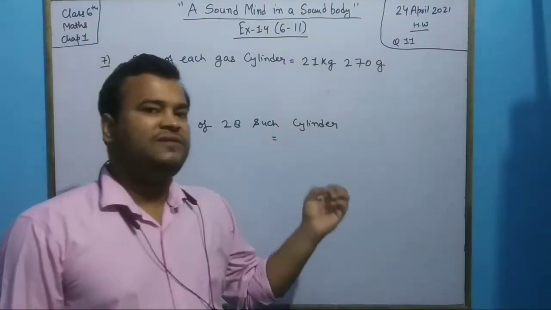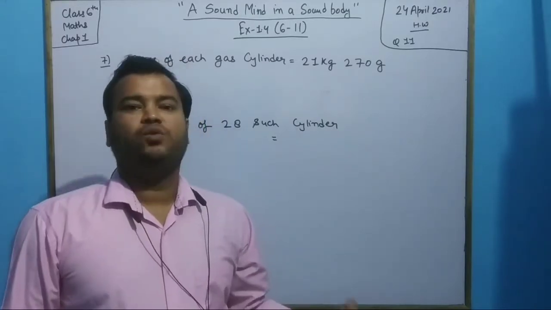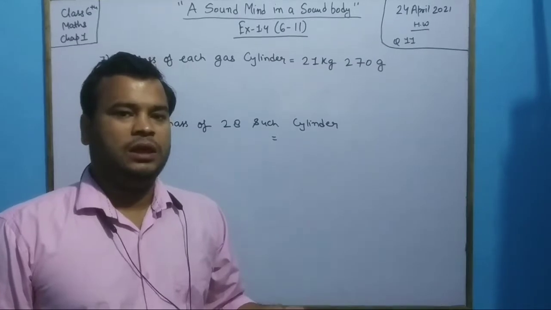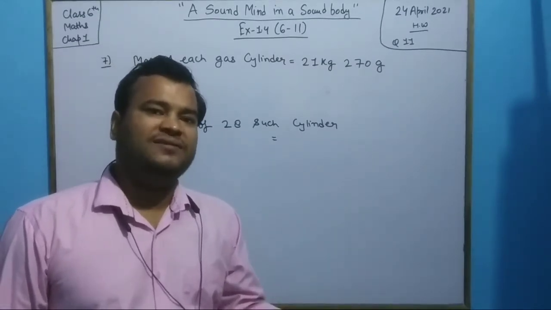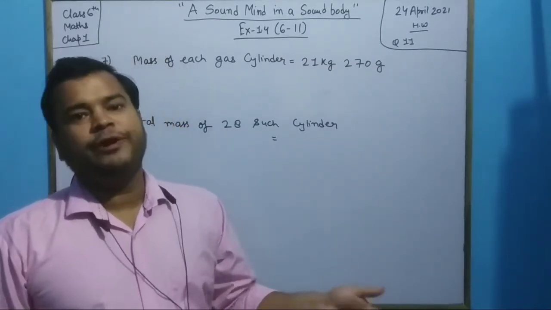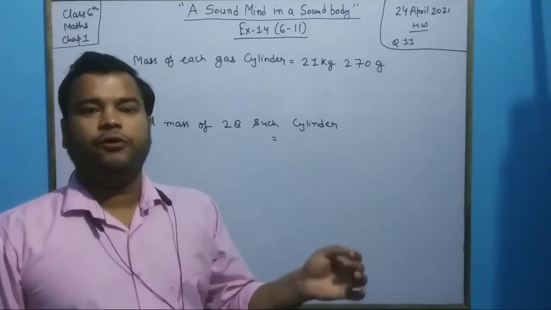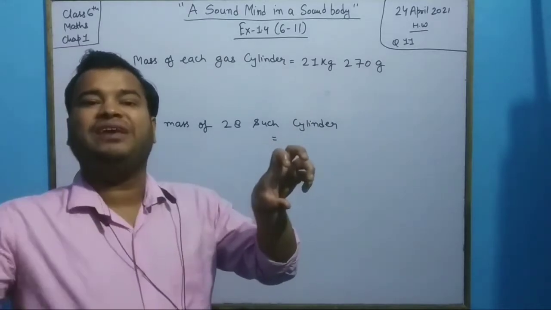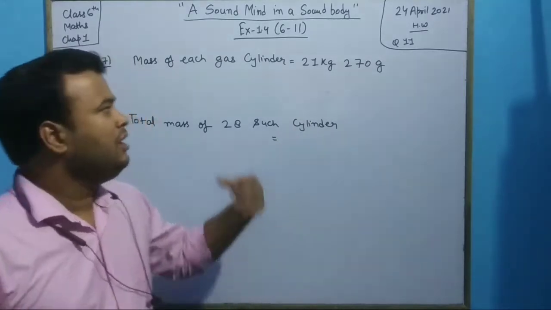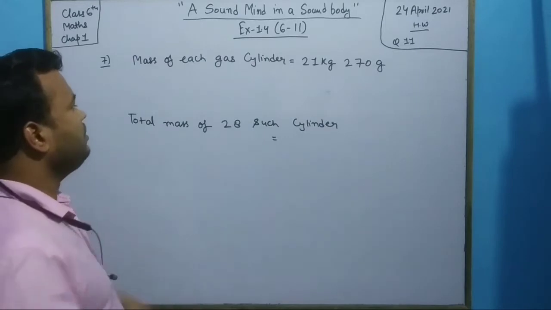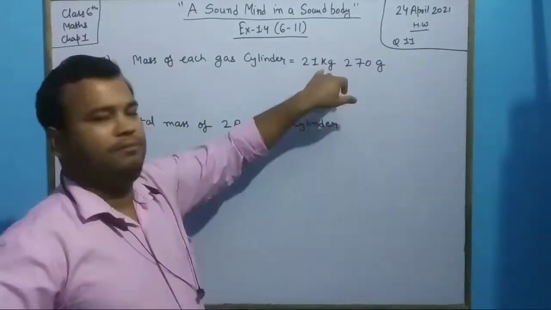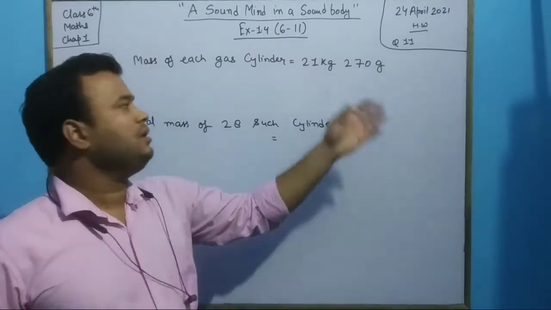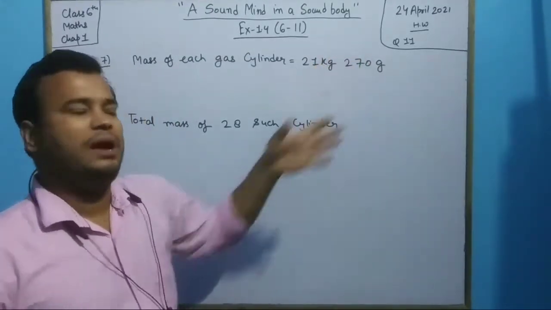For this I am giving you an example: 1 kg rice costs rupees 30. What is the cost of 4 kg rice? That will be 4 into 30, which means quantity into the price of 1 kg rice. Here also it will be the same. First, the mass is given in 2 units, kg and gram, so just convert the whole mass into gram.